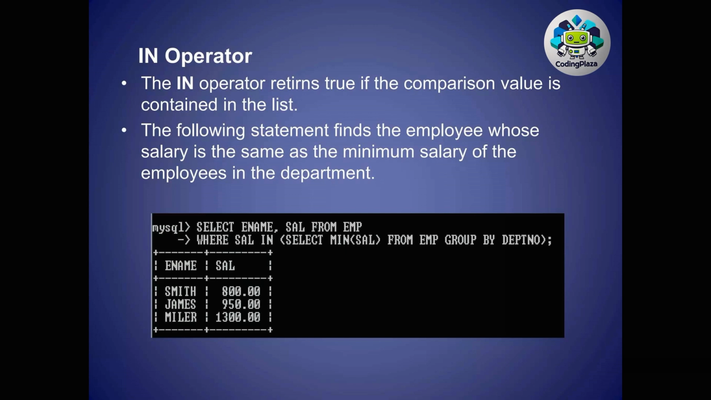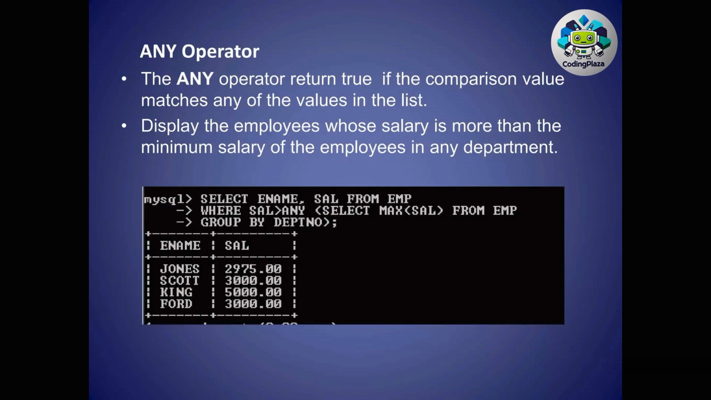Just like the outer query, you can use anything inside the inner query, but it has to return a single column with multiple rows. Then for the IN operator, whatever rows came, only that data will be shown. So this is called the IN operator. Next, the ANY operator returns true if the comparison value matches any of the values in the list. Display the employees whose salary is more than the minimum salary of an employee in any department.